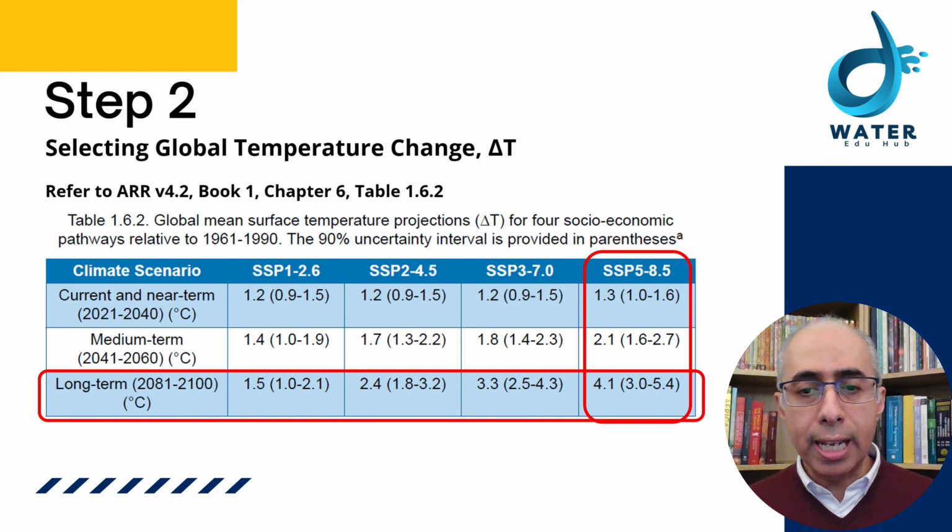So as you can see, the recommended delta T for these choices that I have is going to be 4.1. But I want to highlight one important point, that this number 4.1 belongs to the center of that projection window, which means the center of 2081 to 2100, which is the year 2090. So if I'm interested in 2100, this 4.1 is not the number that I need to pick. So what should I do?